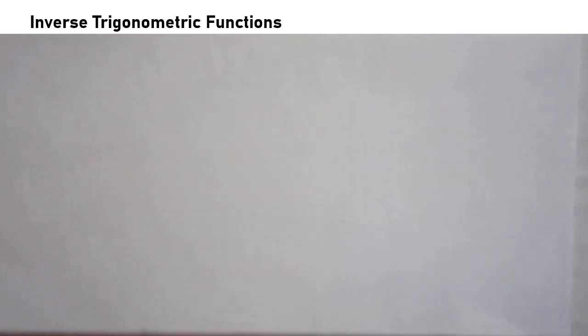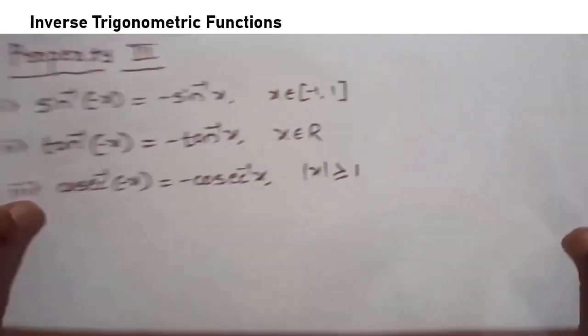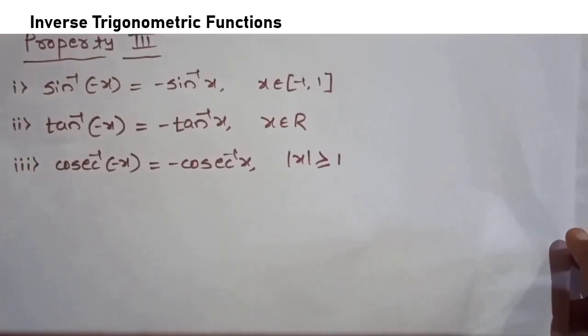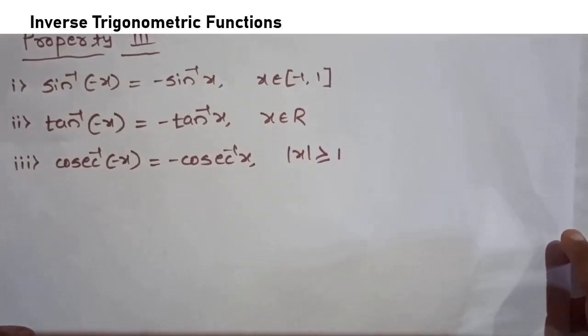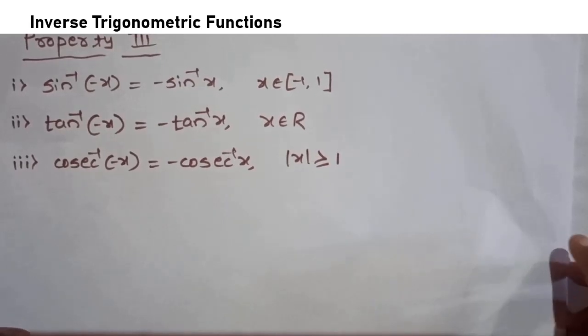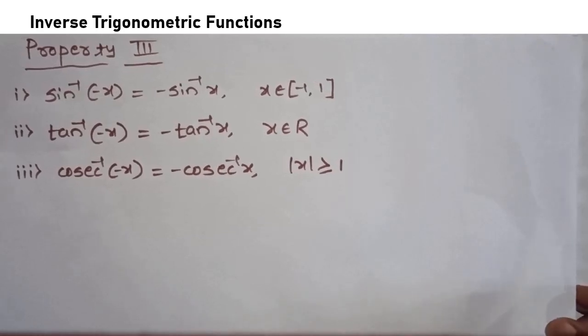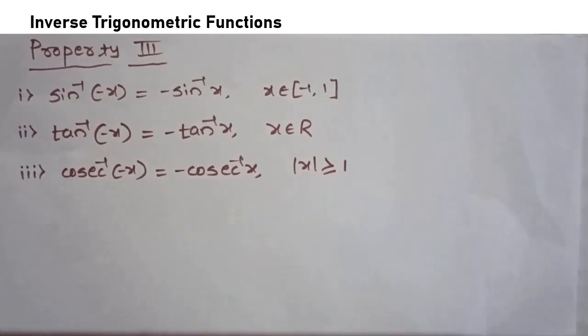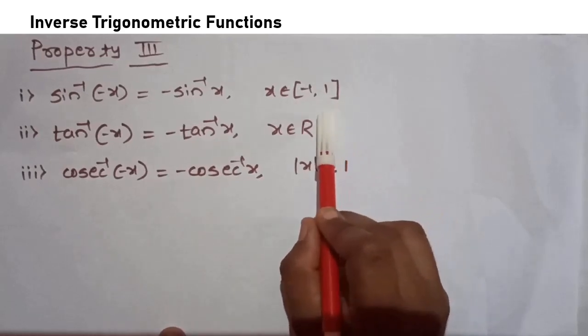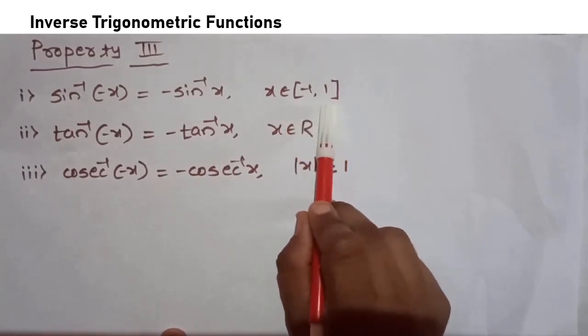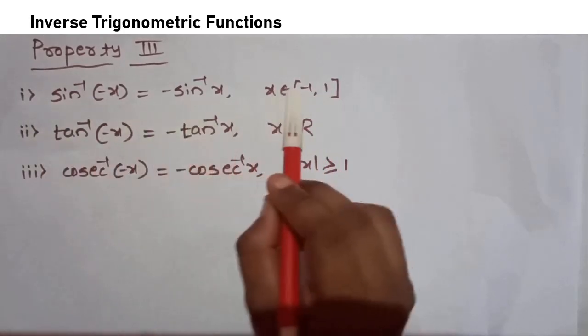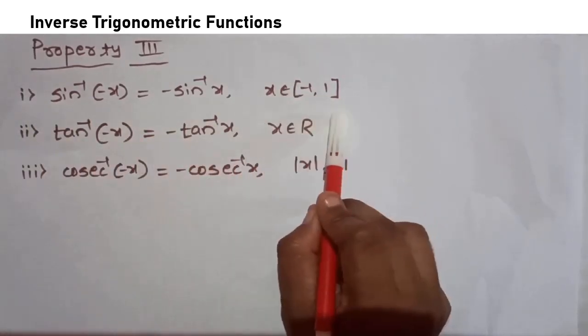I hope you all understood this property. Now we'll go to the next property, property number 3. Again, three sub-properties come in property number 3. The first one is sine inverse of minus x is minus sine inverse x. Here the condition is that x should belong to the closed interval minus 1 to plus 1. This property holds good in this particular domain only.